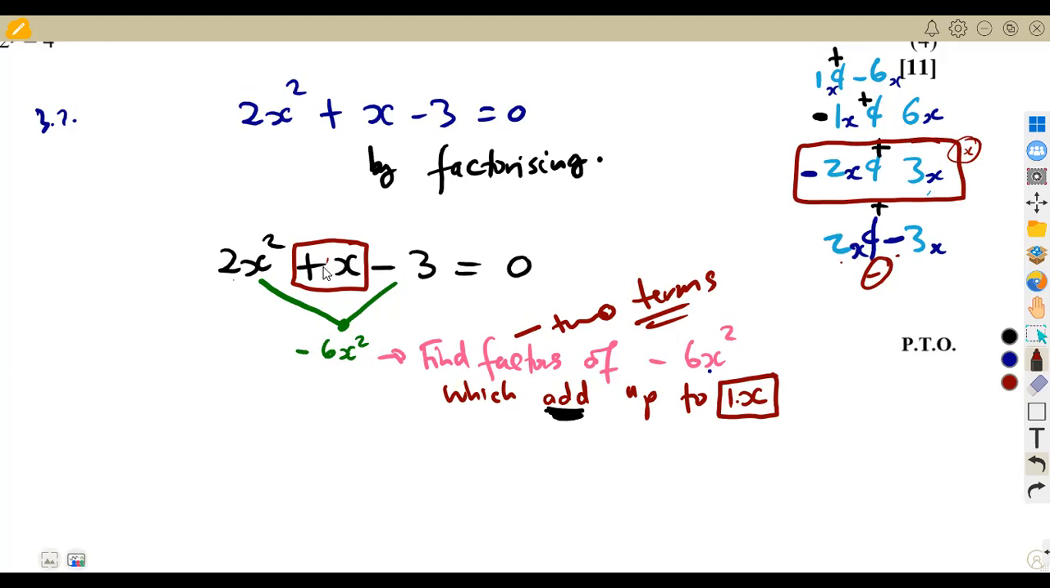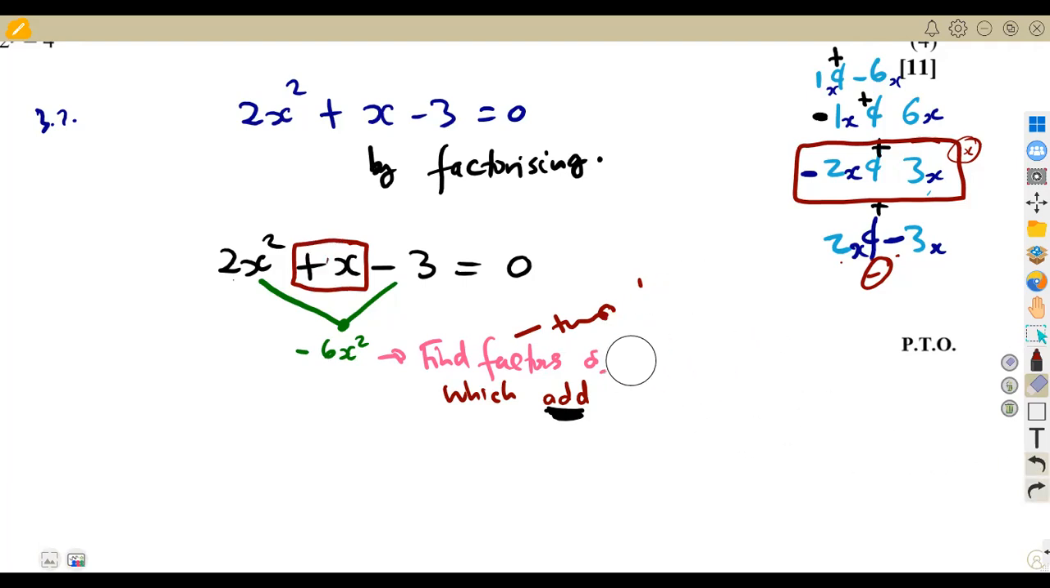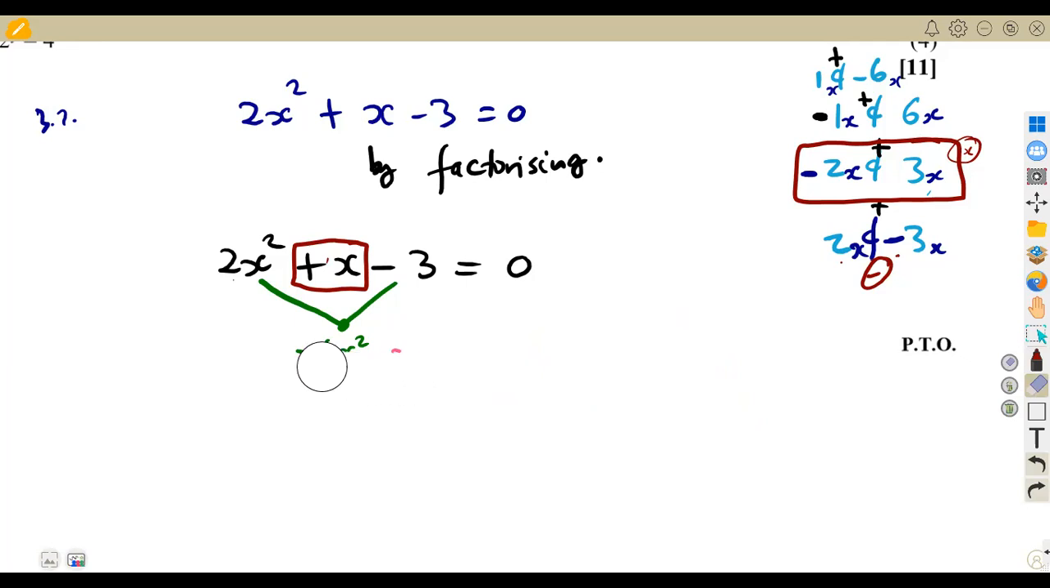So what's going to happen with the terms that add up to this x? You are going to replace the x with them, so that we are going to have 4 terms. We apply our factorization of 4 terms, the one we talked about, by grouping. We substitute those 2 terms in place of x, since they add up to x.